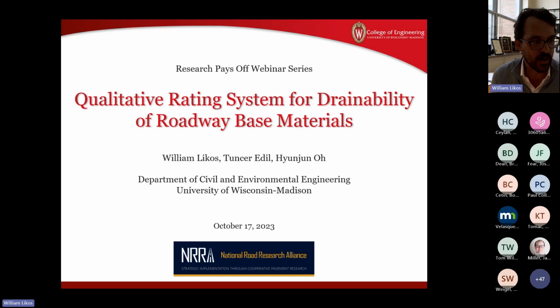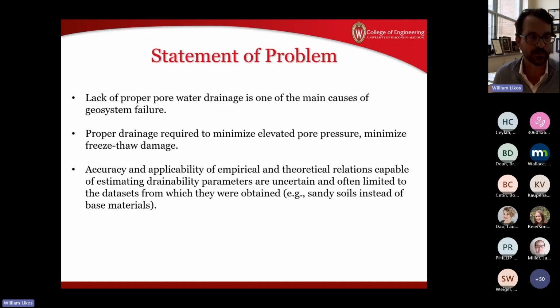One of the objectives of this work was to come up with a way to rate candidate materials qualitatively for drainability, to say that this is a poorly draining material, this is a moderately draining material, this is an excellent draining material, and to do that using relatively simple measurements, things like grain size distribution and porosity. Can we take these relatively simple measurements, screen materials for drainability performance to guide their use in construction? And so that's kind of the direction that we're going here.